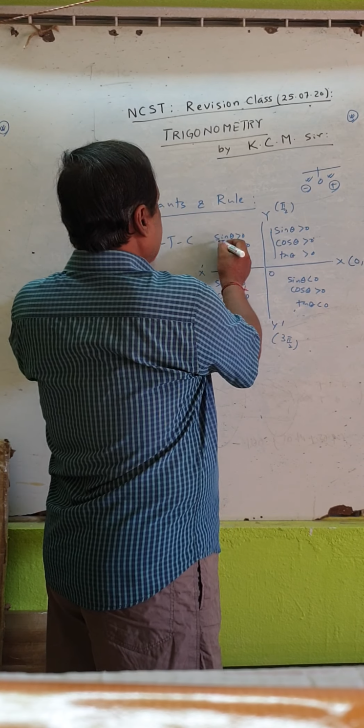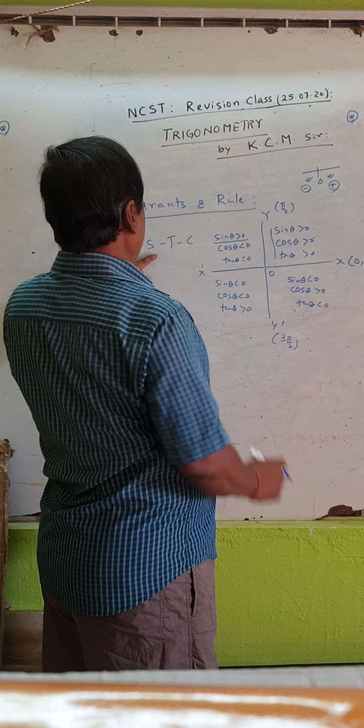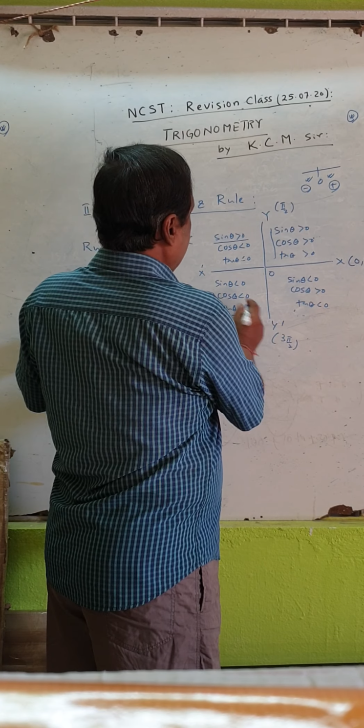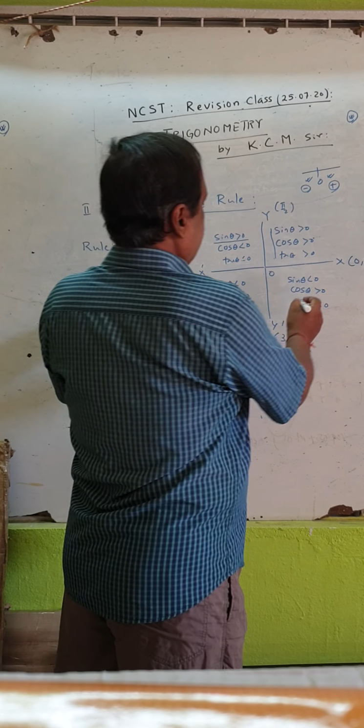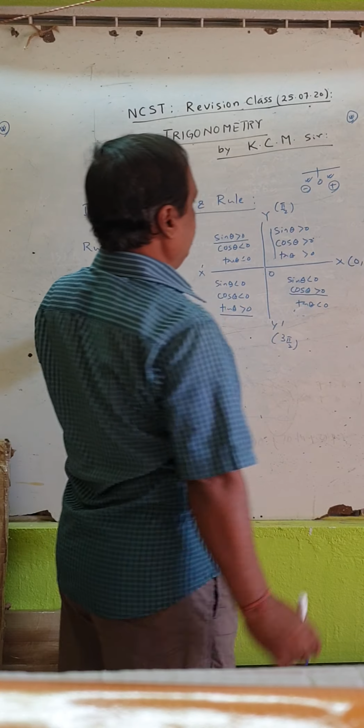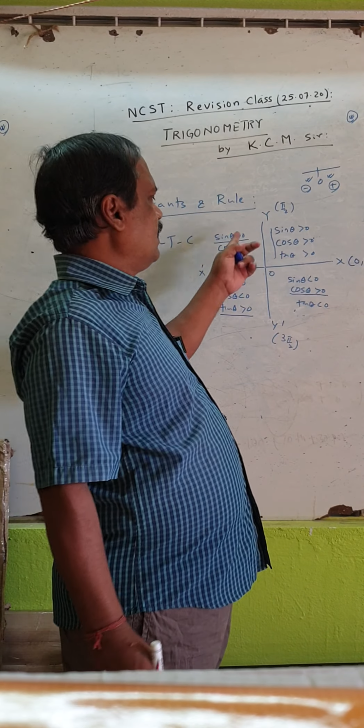Here sin, only sin is positive, others negative. Here tan, only tan is positive, others negative. Here cos is positive, others negative. We have not written cot, sec, cosec.